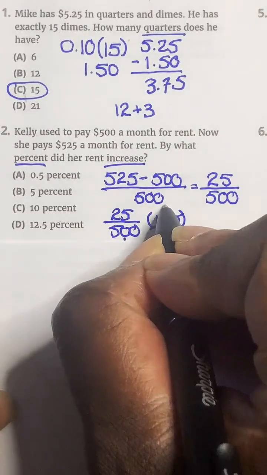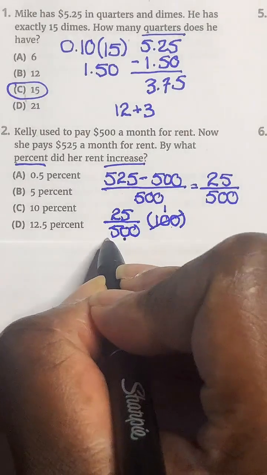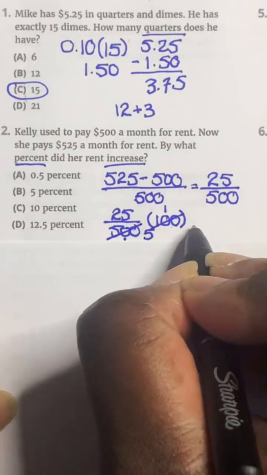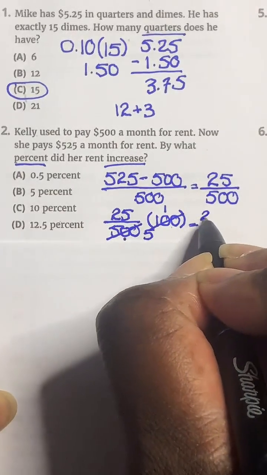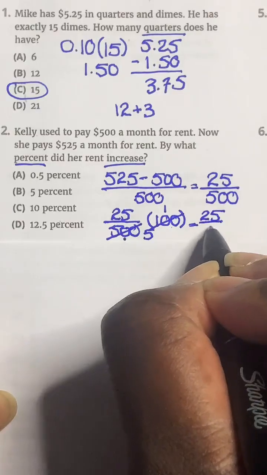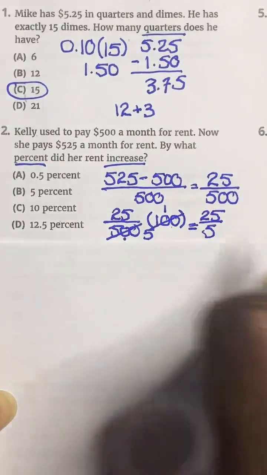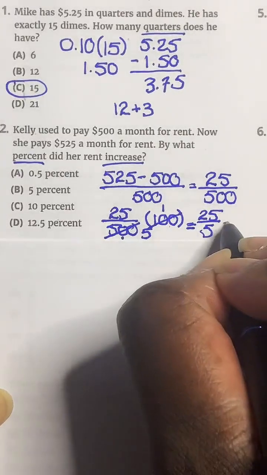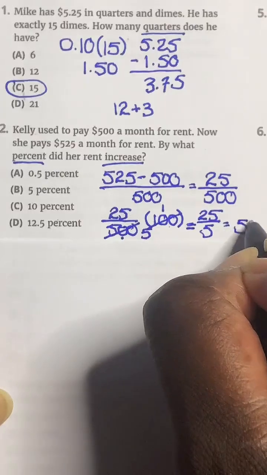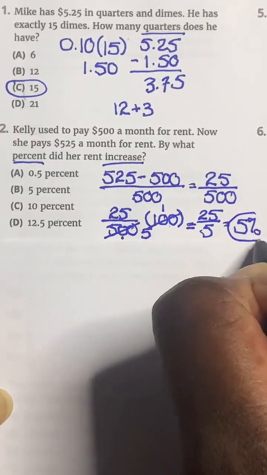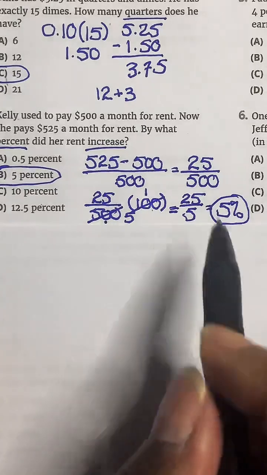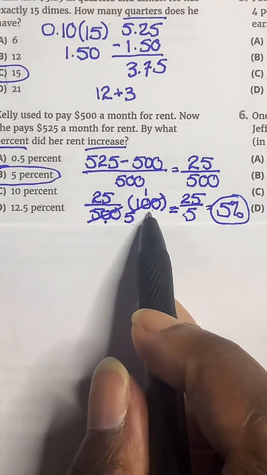100 divided by 100 is 1. 500 divided by 100 is 5. So now I have 25 over 5. And it's already ready for you for percentage, which 25 divided by 5 gives us 5. So our answer would be 5%, which is B.